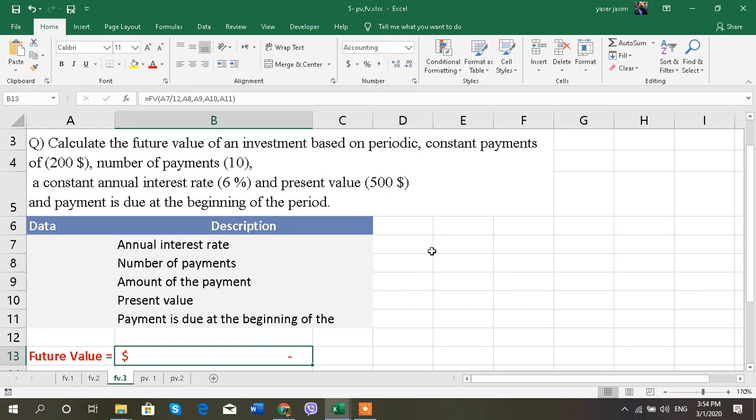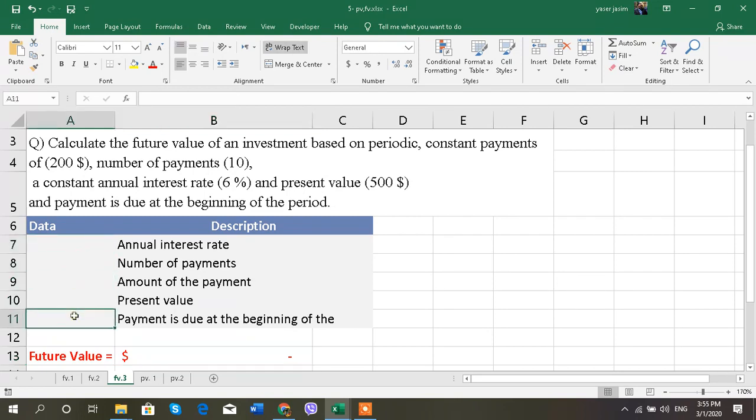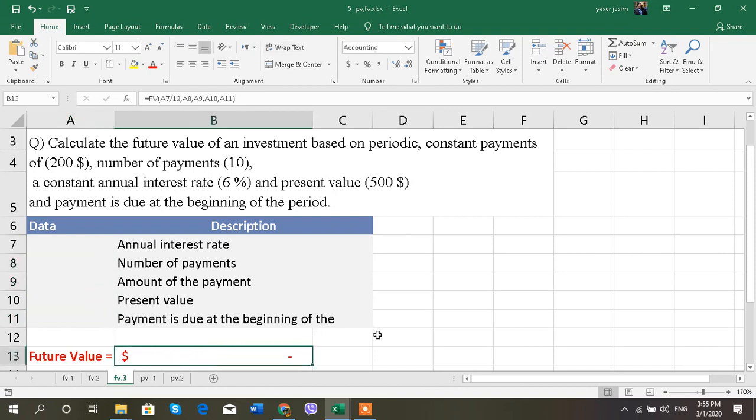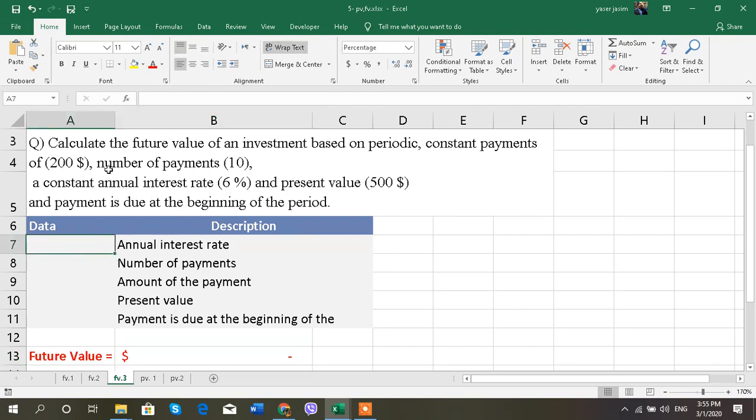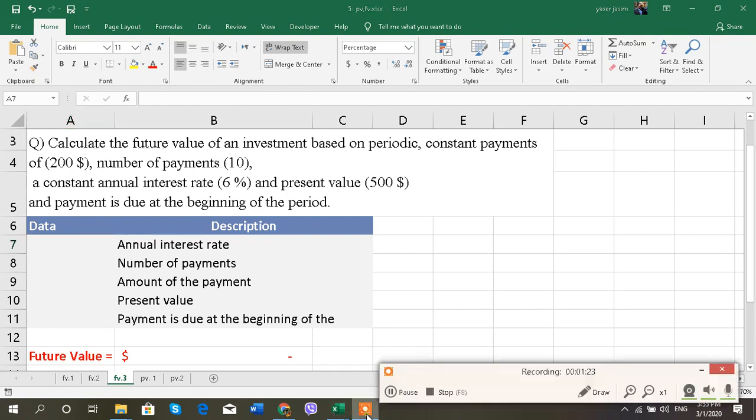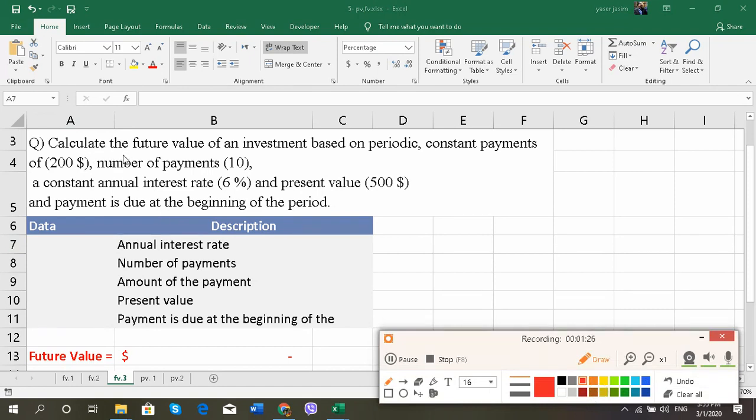So the first and the most important thing you need to do to solve this is to read the question very well, make your analysis and see what do I want here, and then convert these values into this table according to its correct appropriate place. And after that we're going to use the FV function to calculate the future value for this investment. Now first of all, this question is about calculating the future value.